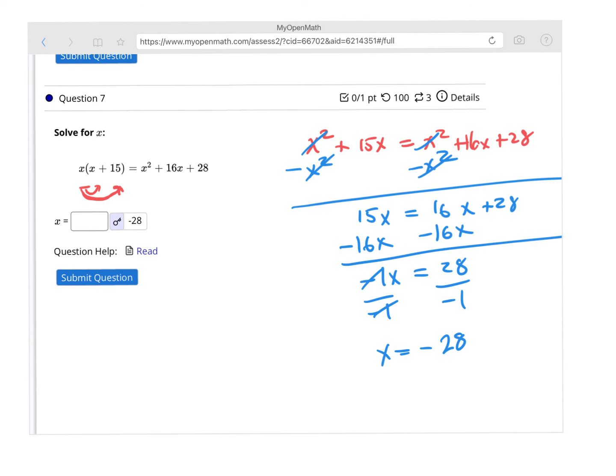In most homework assignments, you're going to have an unlimited number of tries. So if you get it wrong the first time, just keep trying and trying until you get it correct.